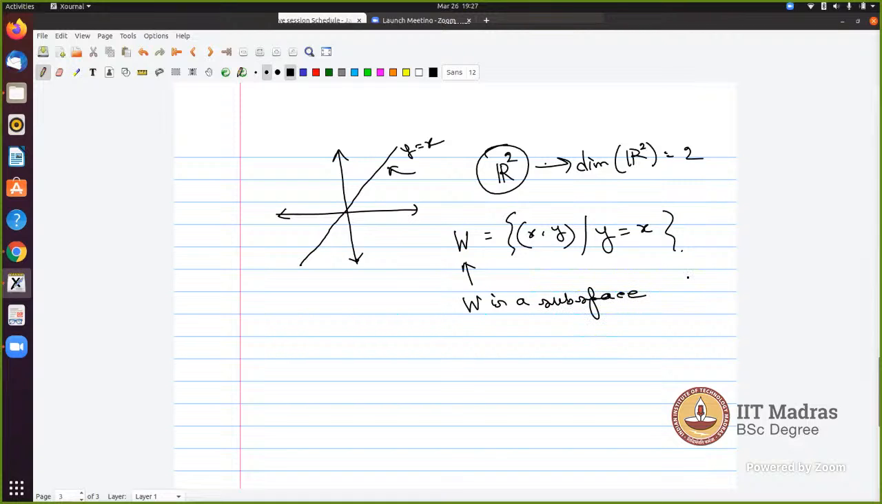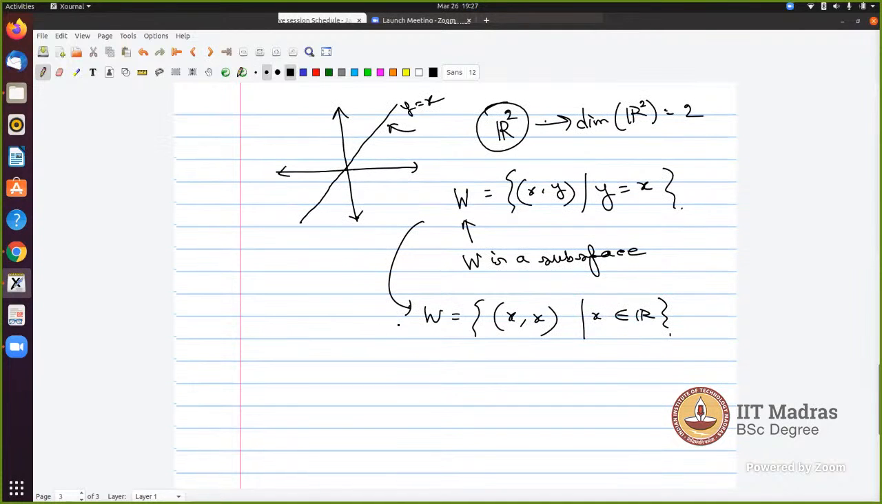Now let's find out what its dimension is. Can I write this W in terms of a basis? Can you tell me a basis of W? We can write (1, 1). So is this set a basis of W? Yes, we can say (1, 1) or (t, t).